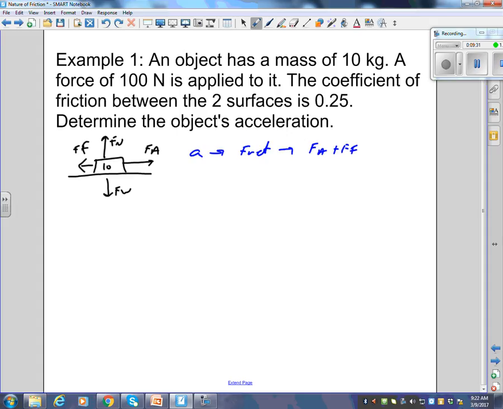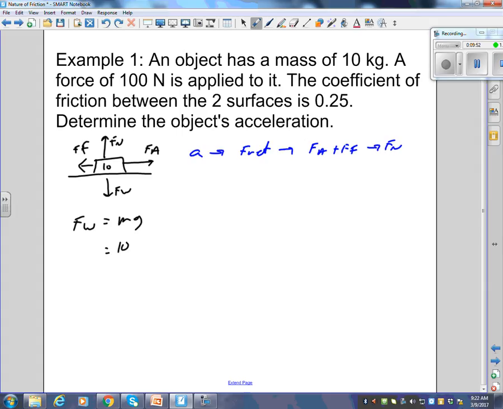So we've got to get the friction force, which we're going to use our new old friend mu equals Ff over Fn, but we don't have Fn yet, do we? How am I going to get Fn? Mass times gravity. So let's start with that. Fw is equal to mass times gravity.